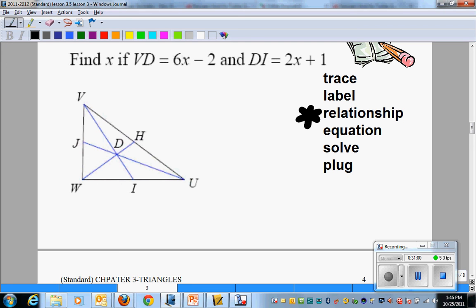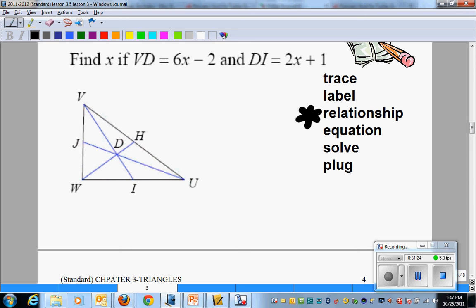Trace, label, relationship, equation, solve. You're working in red pen right now. I see a couple of you in pencil, please. Red pen, please, so I can see the difference of what was done. Okay, or a different color. There you go.